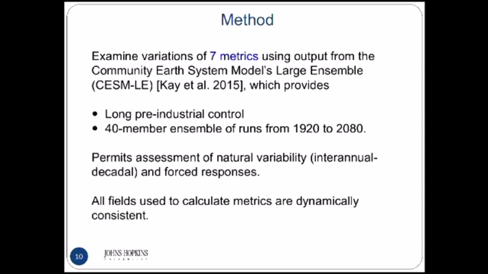And so they've done this 40 times. So we've got some idea from these runs of what the natural variability is and also the forced response. And so we can do statistics here to sort this out. And again, we're not saying that the model is perfect or is getting the observed response, but we can say that all these fields are dynamically consistent. And so any difference between these metrics is due to the metrics themselves, not the inconsistency of the data sets.